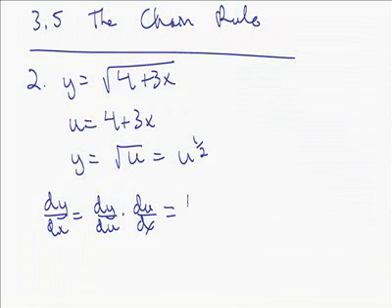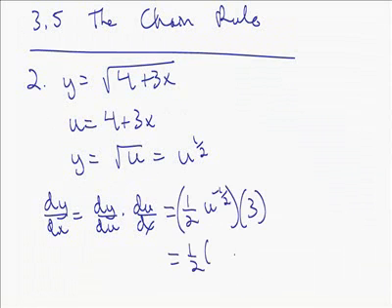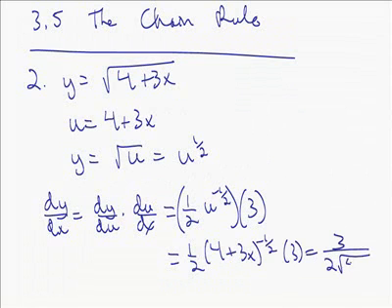Well, dy du is 1/2 u to the negative 1/2 times du dx. Well, it's the derivative of this linear function with respect to x, which is just going to be the slope of 3. So let's rewrite it now. Let's have 1/2 times the quantity. What is u equal to? U is 4 plus 3x to the negative 1/2 all times 3. If you like, you could write this as 3 divided by 2 times the square root of 4 plus 3x.